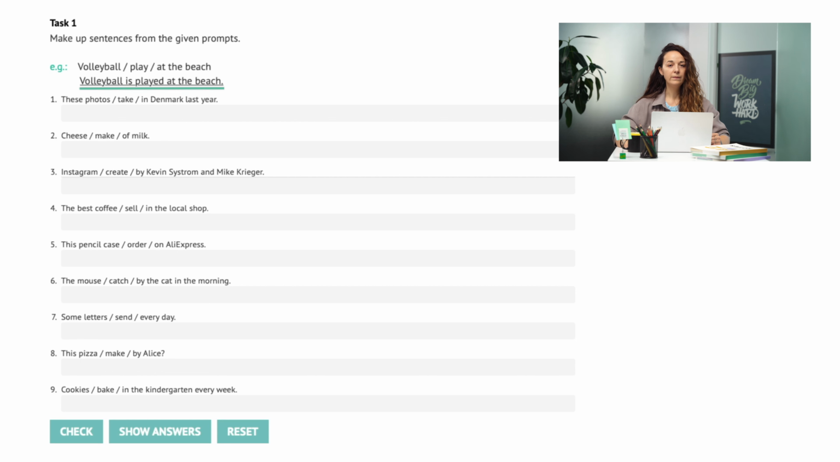Now, your turn. Pay attention that in some cases you will need to use past simple. Try to figure out the tense based on the context. Do you think it's a sentence about some general information or about past events? You have 7 minutes to complete this task. Press check once you're done.